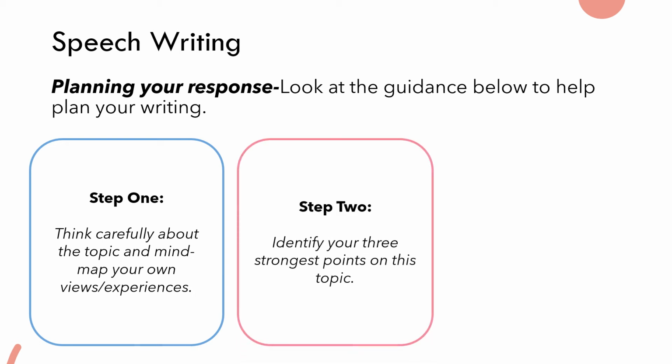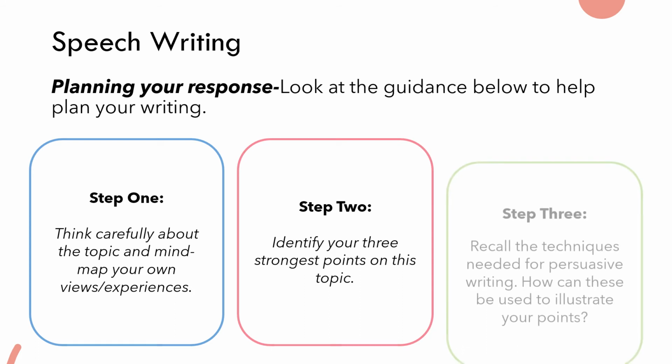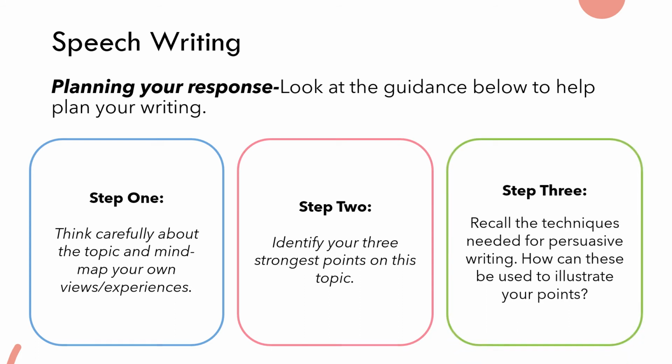Step 2. Identify your 3 strongest points on the topic. For the entirety of your writing, we want to aim to have about 5 paragraphs. So you're going to have an introduction, a conclusion, and 3 main paragraphs for your writing. And the final point, recall the techniques needed for persuasive writing. How can these be used to illustrate your points?